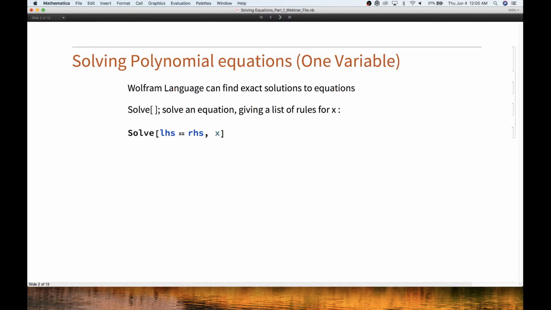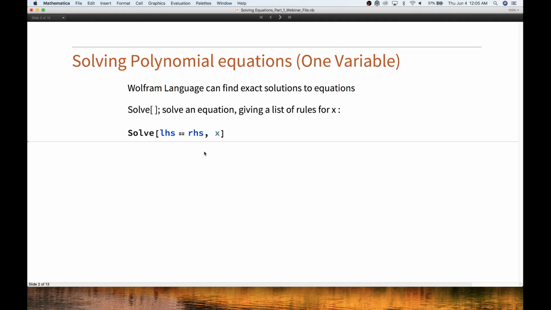Now, Wolfram Language can find exact solutions to equations. For that, we have a function called Solve. You give it an argument and it will solve the equation, giving a list of rules for x. This is the syntax where you have Solve, the left-hand side double equal to the right-hand side, and you are telling it to solve with respect to x.